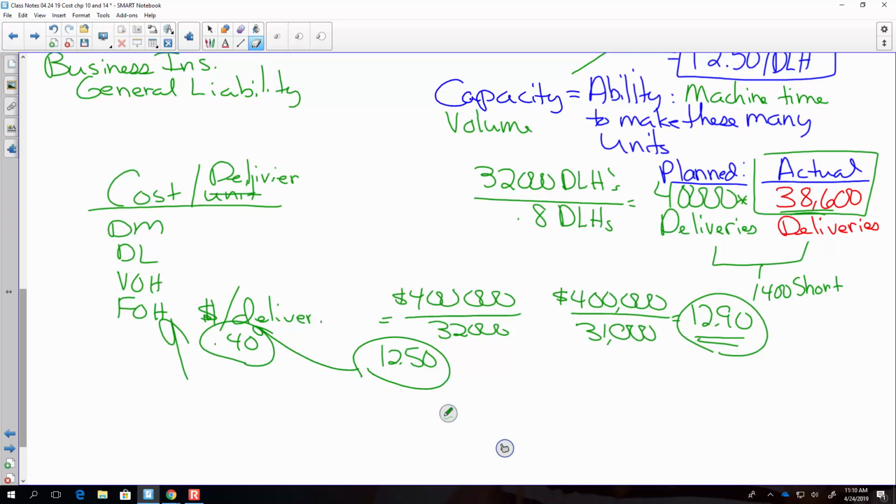Because remember, we based the selling price on those standard costs. That's where we got our selling price. And if we don't hit those cost figures, we're going to lose money, and that's what we don't want to happen. What if we made more than the 40,000 deliveries? What does that do to our cost per unit? Goes down. So, very, very important.